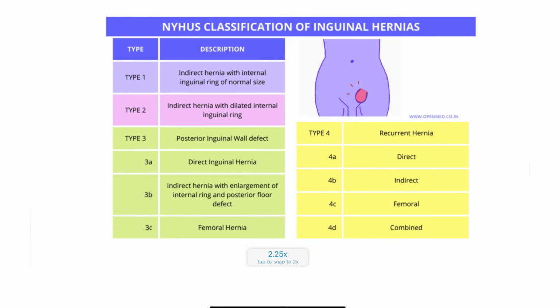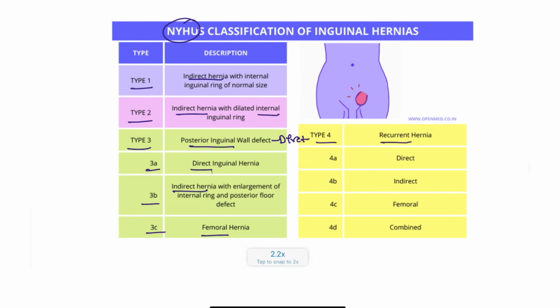And the classification is Nyhus classification. Type 1 is indirect inguinal hernia, type 2 is again indirect inguinal hernia with a more severe condition, type 3 is a posterior inguinal wall defect, so that means this is the direct inguinal hernia. 3A is direct, 3B is indirect, and 3C is the femoral type. The fourth one is recurrent hernia. That is a classification that you have to remember.